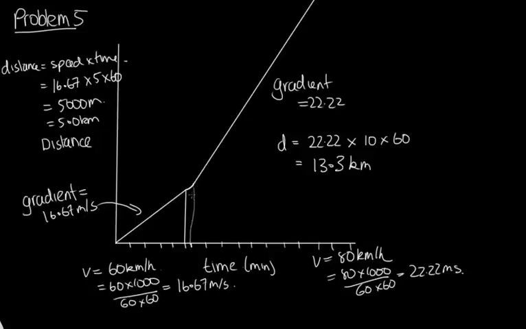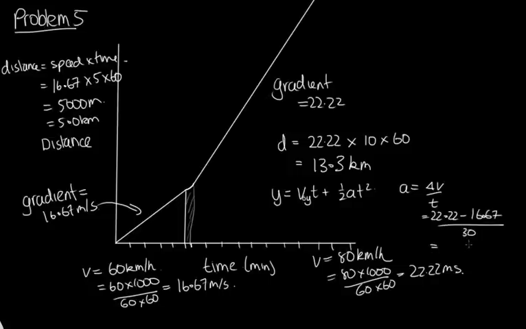And now what we need to worry about is what distance does it travel over this time interval here. So in order to work out that distance, we can use the equation s is equal to u t plus a half a t squared. We know that the time period is 30 seconds, but we're going to need to work out the acceleration. So the acceleration is equal to the change in velocity over the time, which is the final velocity, 22.22, minus 16.67 over the 30 seconds. And so solving that, we get 0.185.